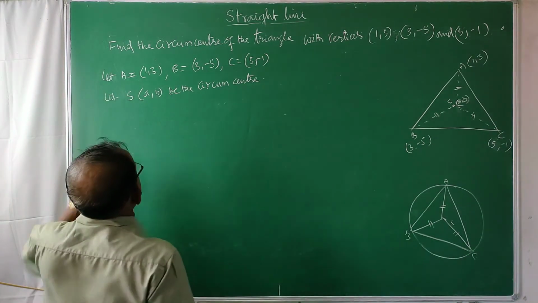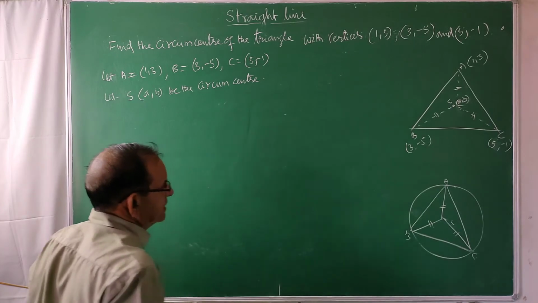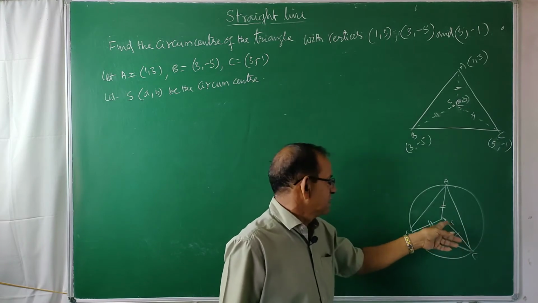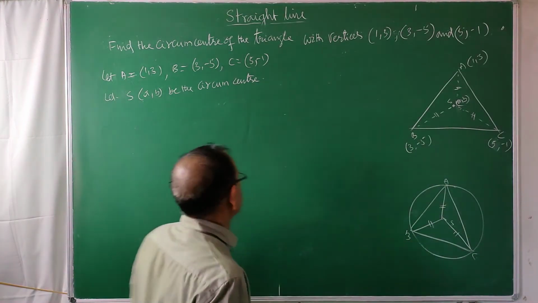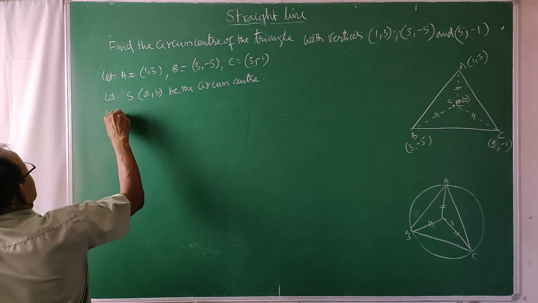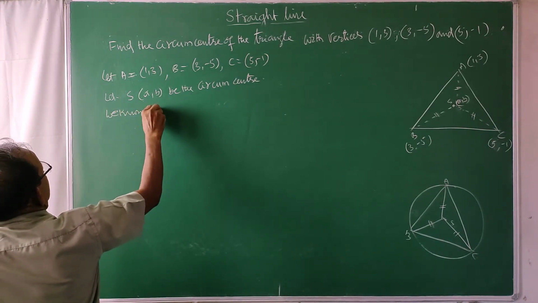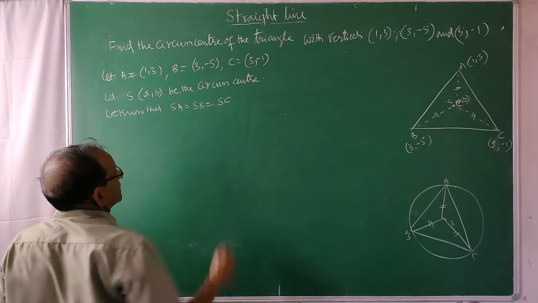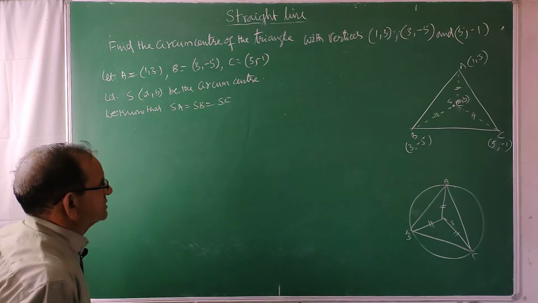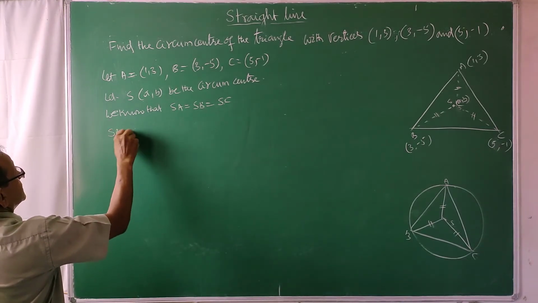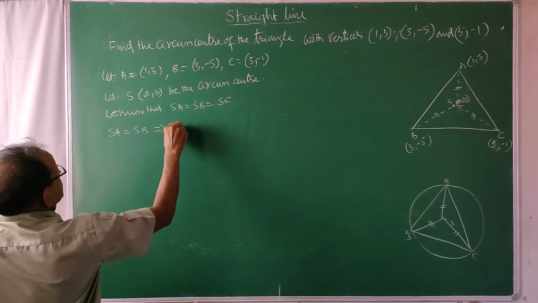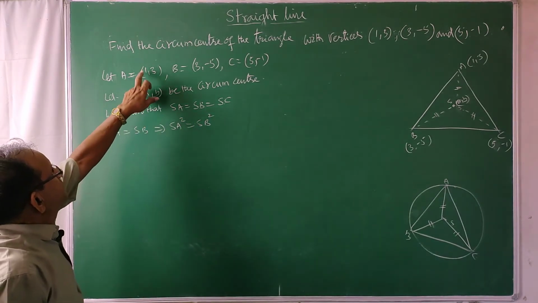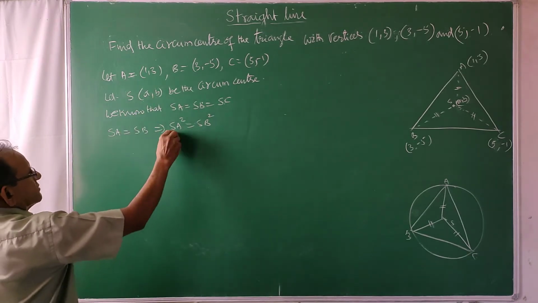Let S be (a, b), the circumcenter. Because circumcenter is equidistant from all the points on the circle. A, B, C are on the circle. So SA is equal to SB is equal to SC. You take first SA is equal to SB. SA is equal to SB implies SA square is equal to SB square. So what is SA square? Distance between (1, 3) and (a, b). It is square, so you need not write square root. (a minus 1) whole square plus (b minus 3) whole square is equal to SB square, (a minus 3) whole square plus (b plus 5) whole square.